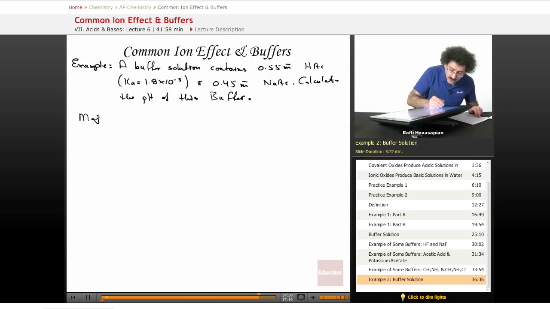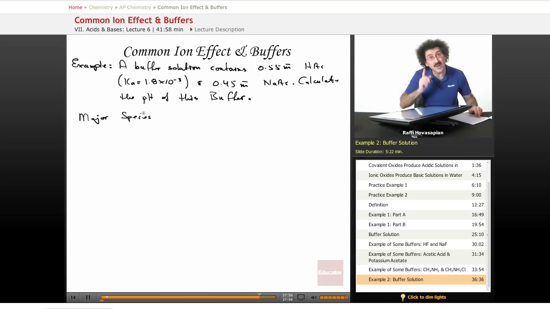What's the first thing that we do? We check the major species in solution so that we can decide what the major chemistry is going to be. There's always going to be one or two species that are going to dominate. We have our acetic acid. Acetic acid is a weak acid. This Ka tells us so. That means mostly it's going to be HAC. It is not going to have dissociated completely.